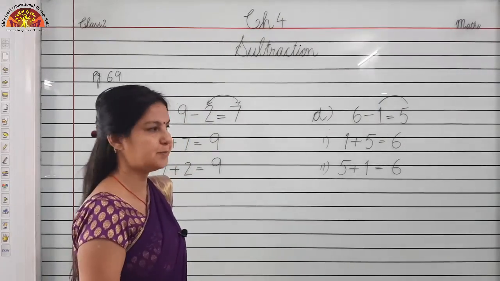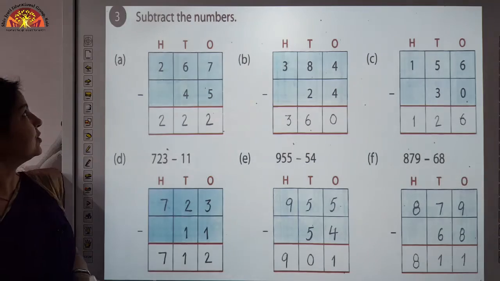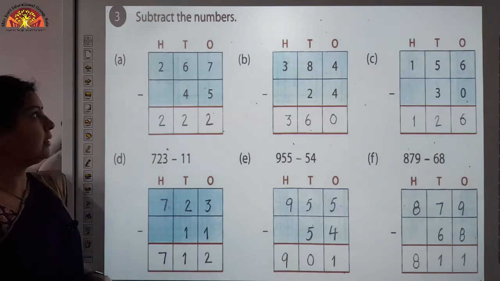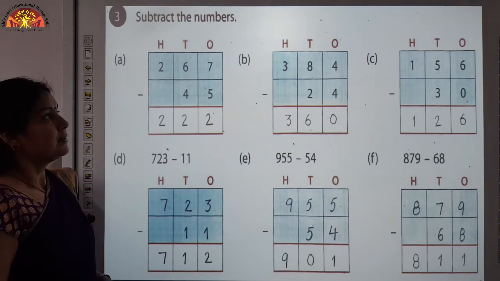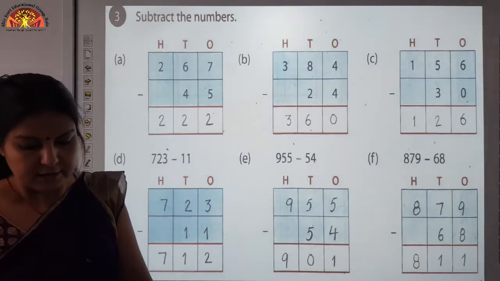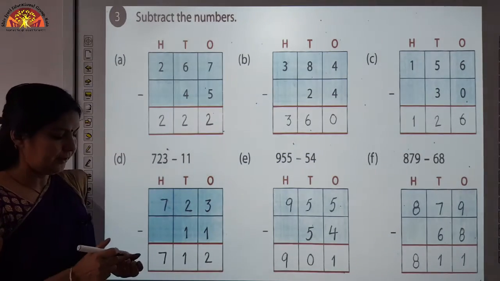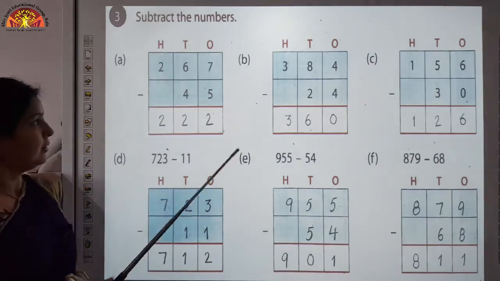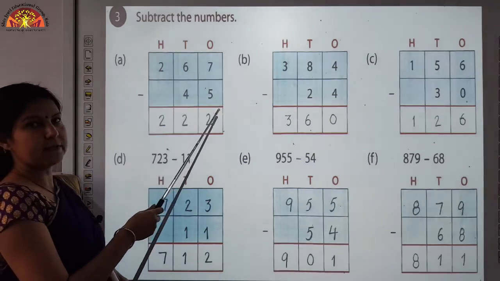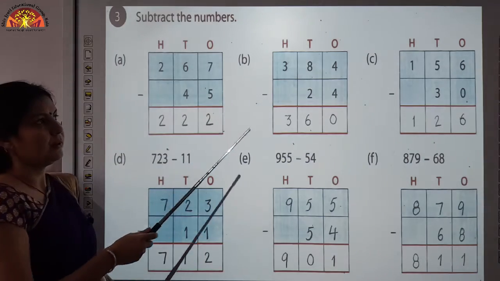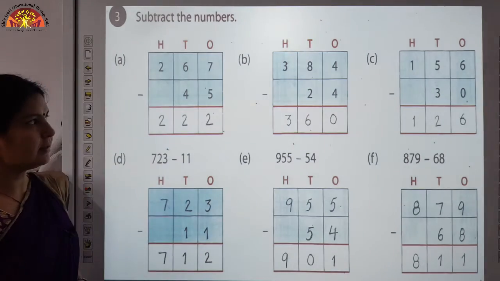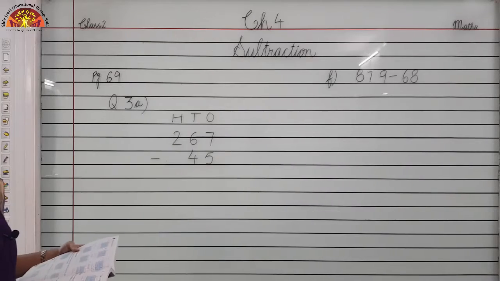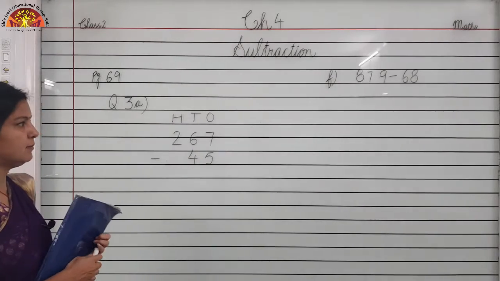Now, children, we will see question number 3, subtract the numbers. Children, here you can see what we are doing. We are subtracting a 2-digit number from a 3-digit number. So, let us move to the board. We will see the sums on the board. Now, children, we will solve these sums.